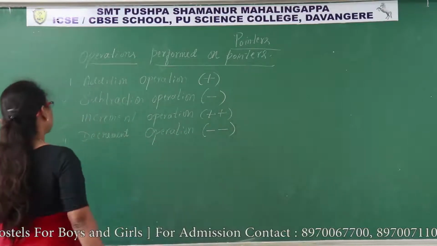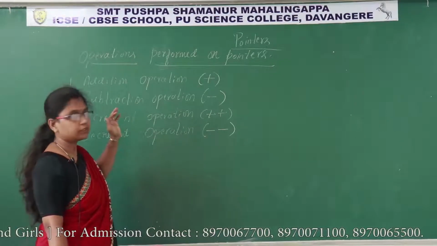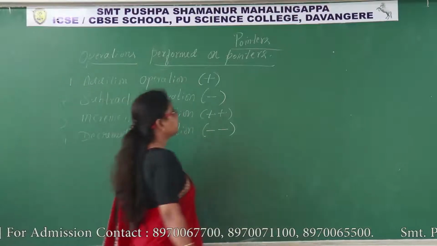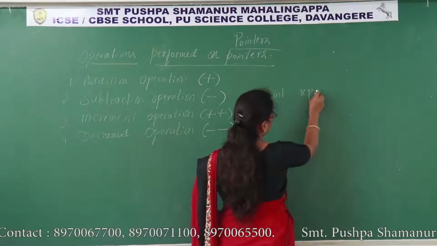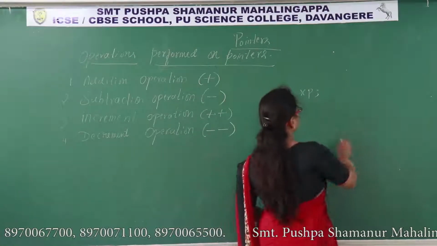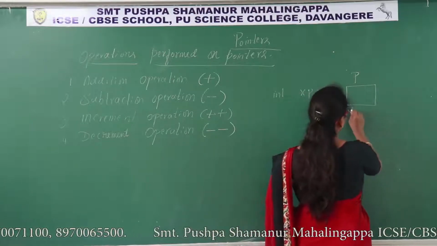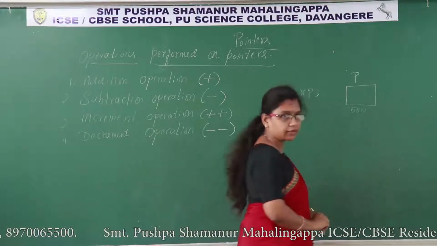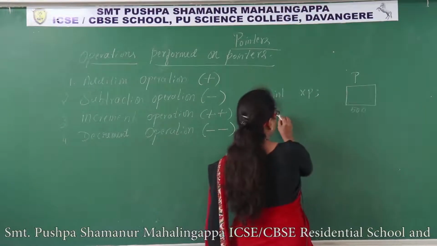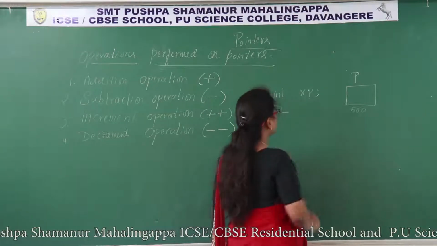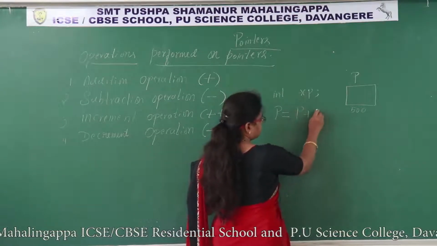Okay, see, addition operation means we can add an integer to the pointer. For example, if I declare an integer pointer, int *p; there is a memory allocation for this pointer. Name of this pointer is p. Let us consider the address is 500. If I perform addition operation on this pointer, p = p + 1.